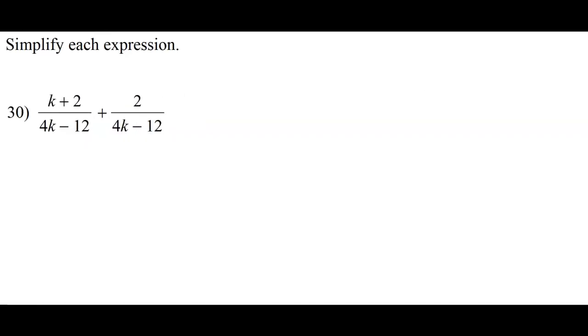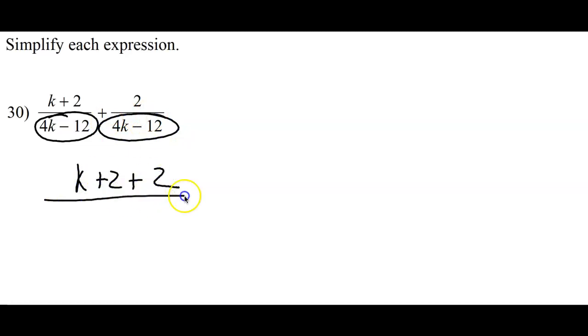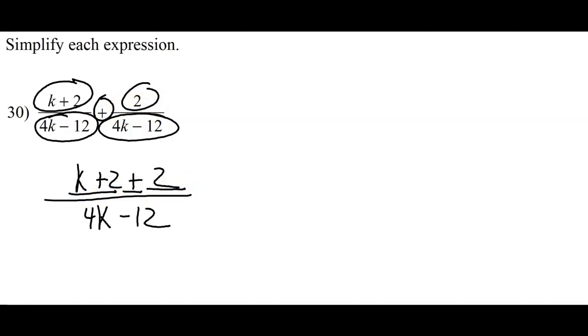Let's go ahead and take a look at number 30. We're moving on to addition. Whenever you're adding fractions, you want a common denominator. So we're going to start simple, and we already have common denominators here. When you have two fractions with a common denominator, you can add the numerators together and just put them over that common denominator. So I took k plus 2 plus 2, and I put it all over that common denominator of 4k minus 12.